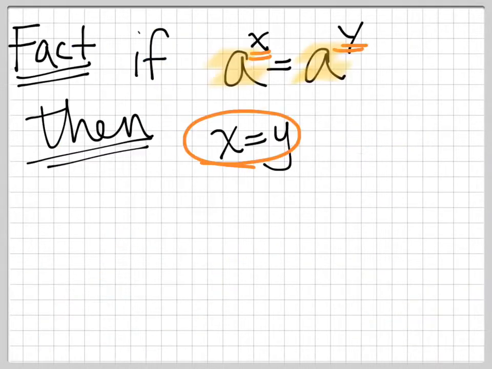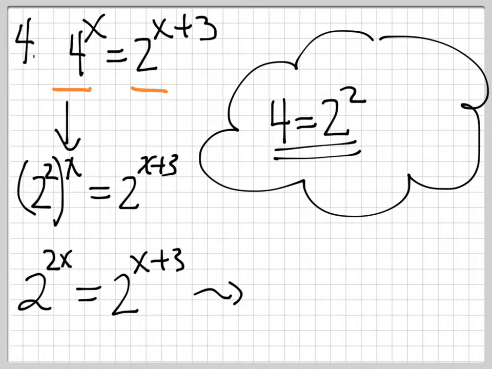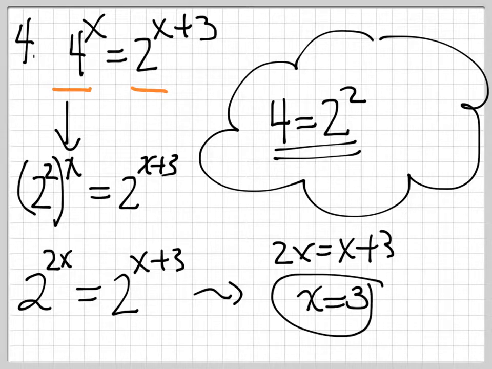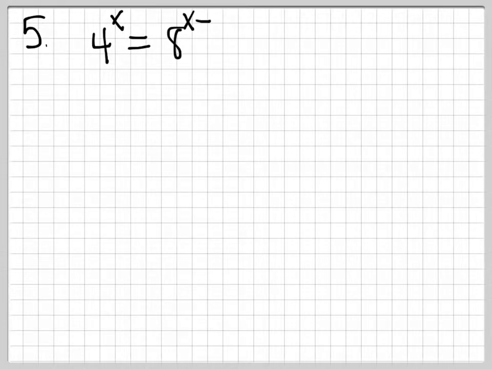And from our previous property, a to the x equals a to the y means x equals y. Tells us then that 2x equals x plus 3, which is the same as x equals 3. And you can check, 4 cubed is the same as 2 to the 6th. Let's try one more. 4 to the x equals 8 to the x minus 1.